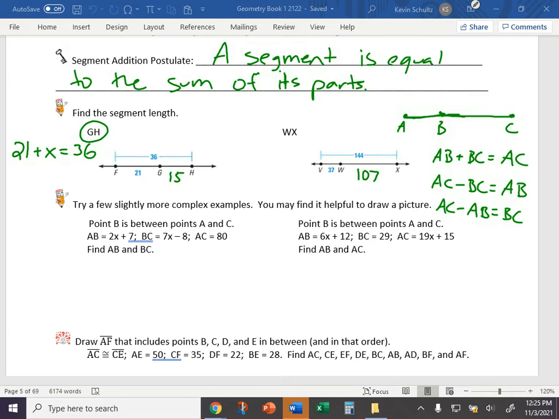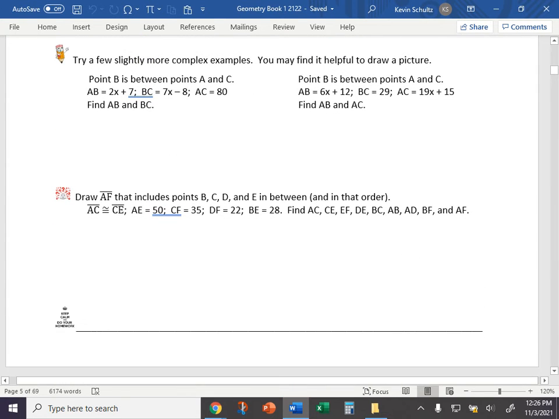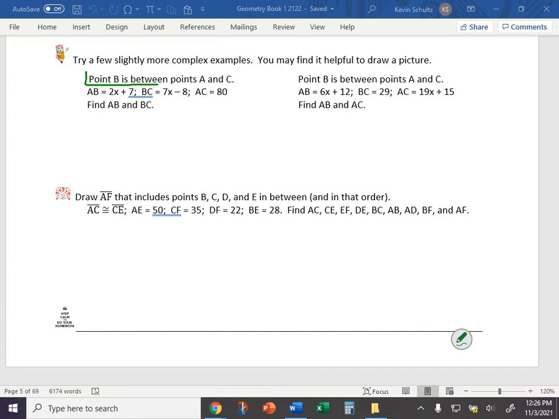Now, this is a high school course, and so it does get a little more challenging than what we have there. Here's what you can expect on your test, something similar to this. It says point B is between points A and C. So let's just start there. Geometry is a very visual branch of math. If point B is between A and C, let's draw point B between A and C. It does not tell us where in between.